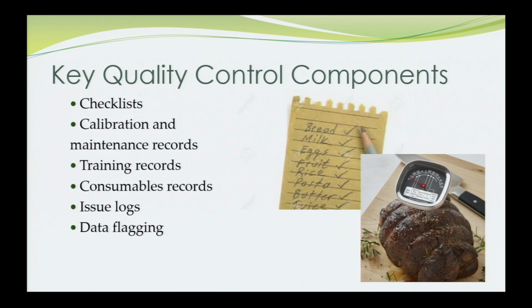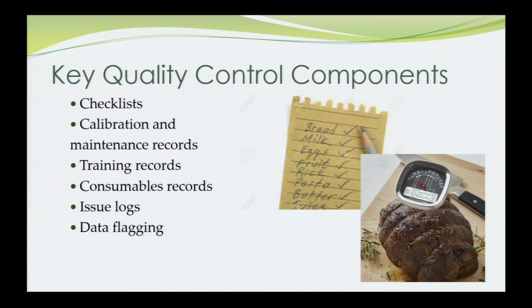Calibration and maintenance records are really important for ensuring that equipment is operating correctly and is going to collect data that is consistent with your project requirements. Training records are also really important for making sure that the staff doing the work is qualified to do so.